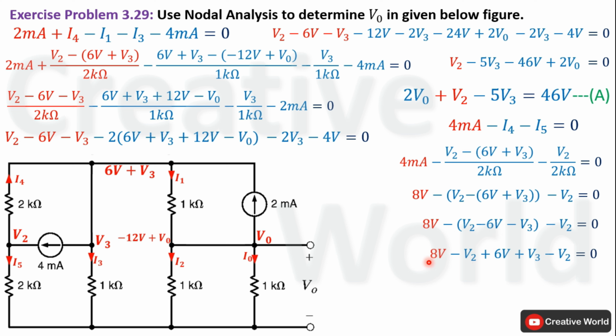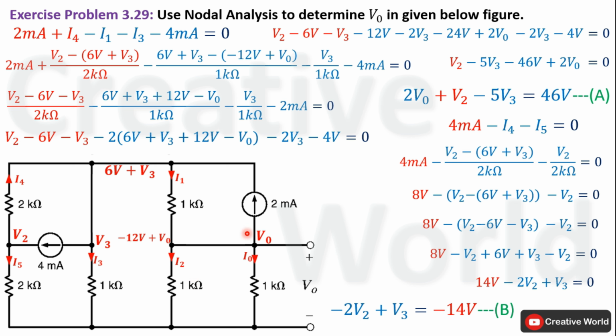Add 6 volt and 8 volt together. It will become 14 volt. Sum of minus V2 and minus V2 will become minus 2V2. Place this 14 volt on the other hand side of equal. The equation will become minus 2V2 plus V3 equal to minus 14 volt. It is the second node voltage equation of this network.